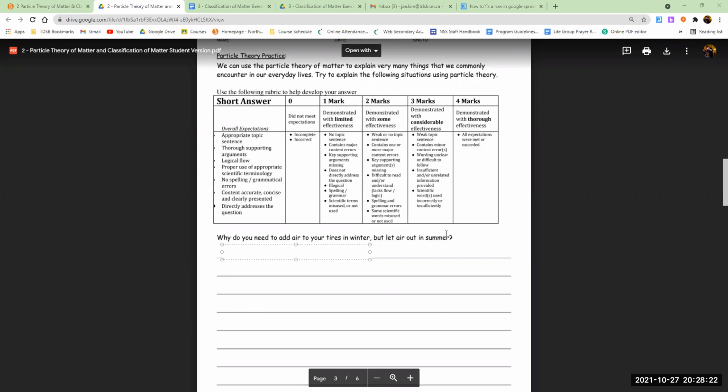So you still talk about temperature, right? As temperature increases, you would say particles move faster.